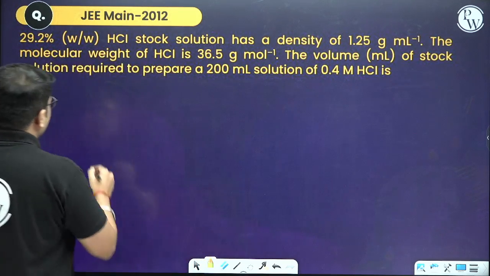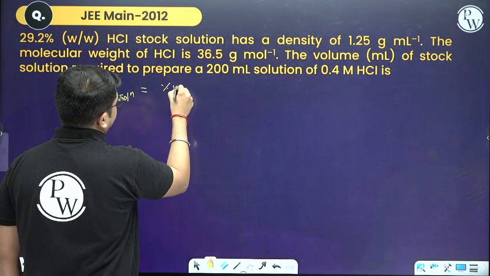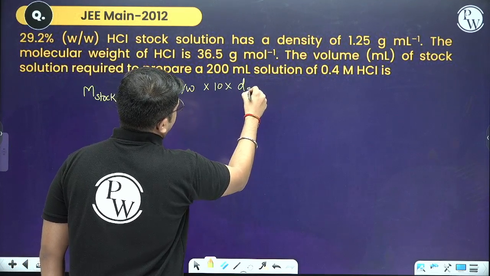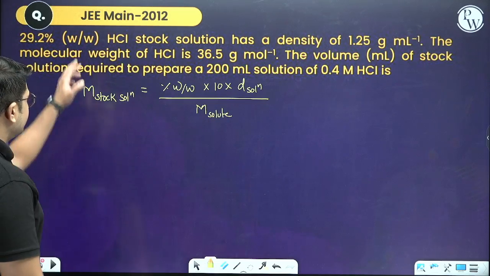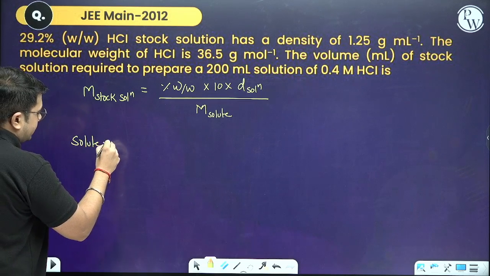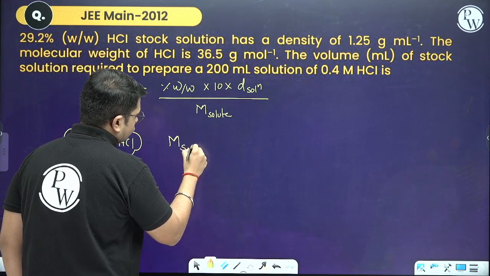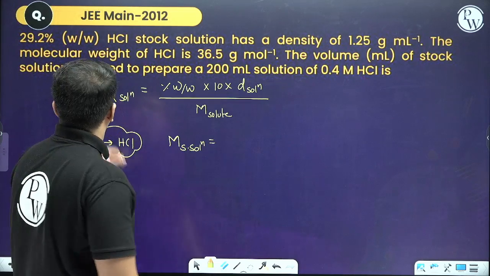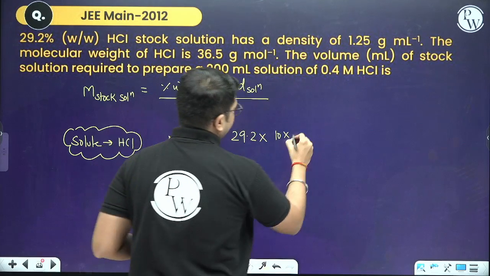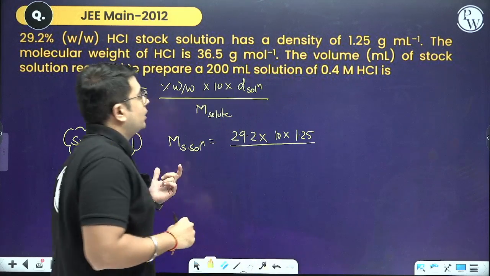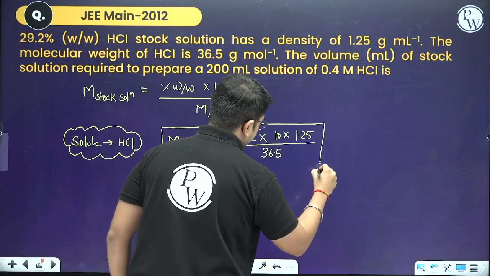I am just putting the formula: molarity of stock solution will be equal to percentage W/W multiplied by 10 multiplied by the density of the solution divided by the molar mass of solute. In this case the solute is HCl. Every piece of information is given. So the molarity of stock solution will be equal to 29.2 multiplied by 10 multiplied by density 1.25, divided by molar mass of solute. You know the molar mass is 36.5, already given.